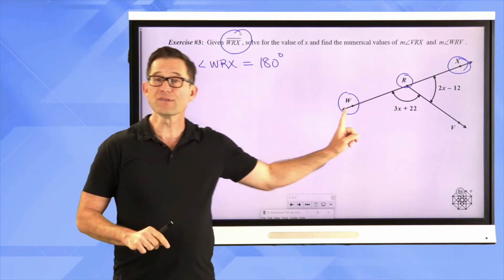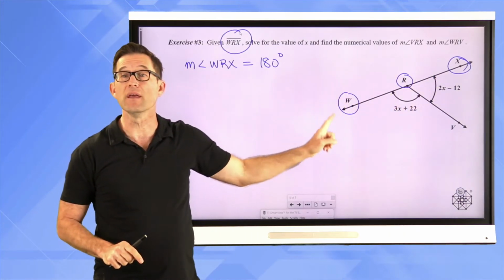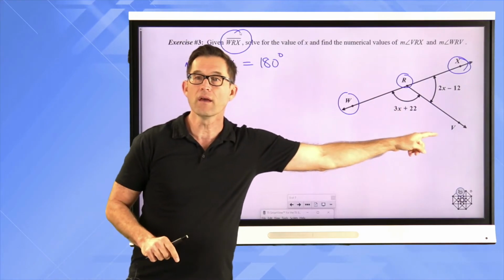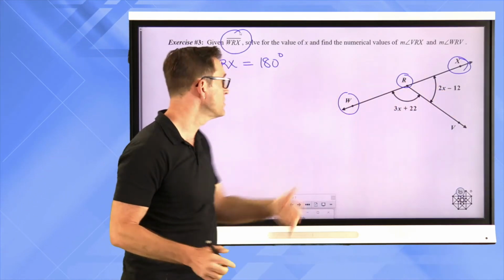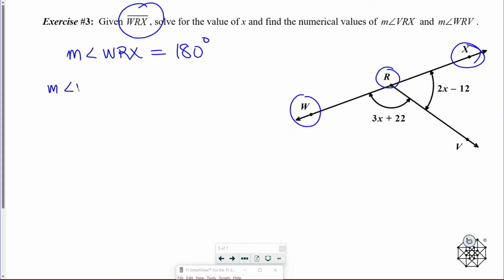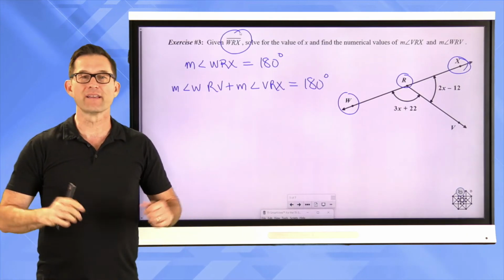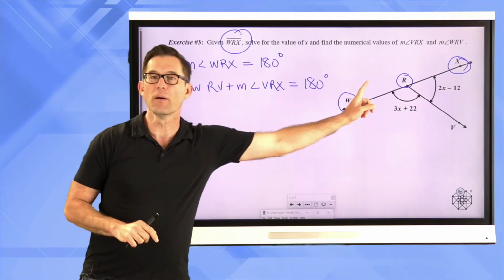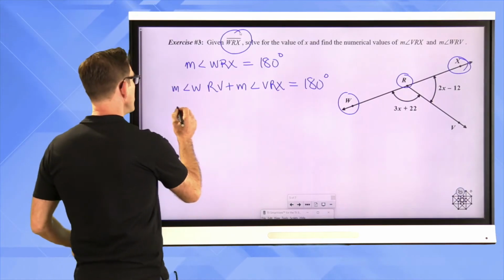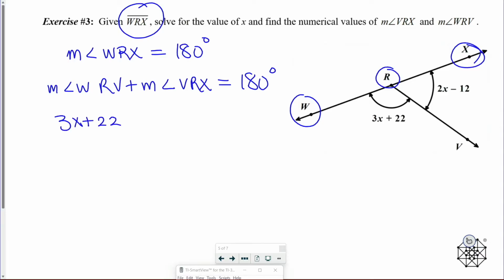Now, I also know that WRX is going to be the sum of WRV and VRX. In fact, let me just state that. The measure of angle WRV plus the measure of angle VRX must be equal to that 180 degrees. They must add up to be that straight angle. Now I can set up my algebraic equation because the measure of WRV is 3x plus 22. The measure of VRX is 2x minus 12. And now I'm off to the races.